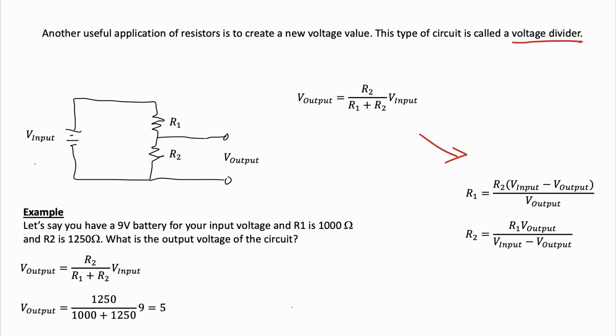But here's the example. Let's say you have a 9-volt battery, so this is 9 volts for your input voltage, and R1 is equal to 1,000 ohms, and R2 is equal to 1250 ohms. What is the output voltage going to be? You just use this formula right here and plug in what you know. R2 is 1250 ohms, over R1 plus R2, times the input voltage. And so now our output, instead of being the 9 volts from the battery, is 5 volts.